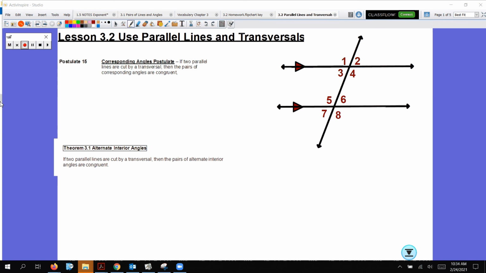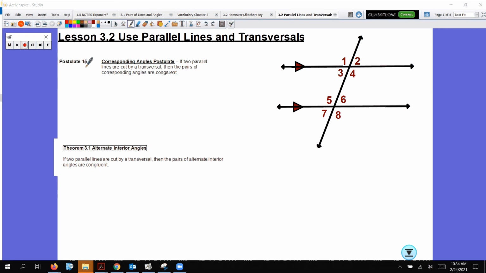All right, kids, today's lesson is in section 3.2. We're going to use parallel lines and transversals. I went over this a little bit yesterday with the vocabulary. This is extremely important for this chapter. I cannot stress this enough. This chapter is fairly small, but if you do not understand these concepts, then you will struggle. I do not want you to struggle, okay?